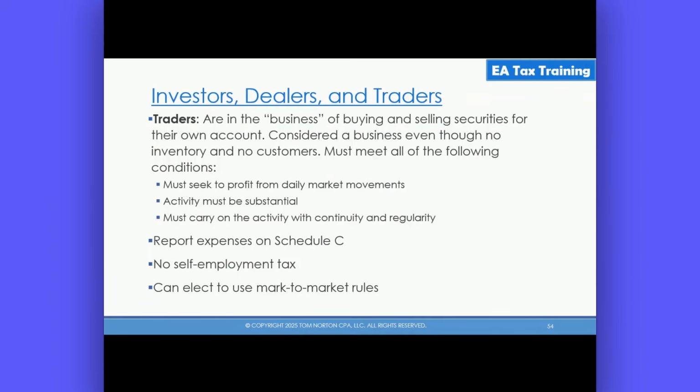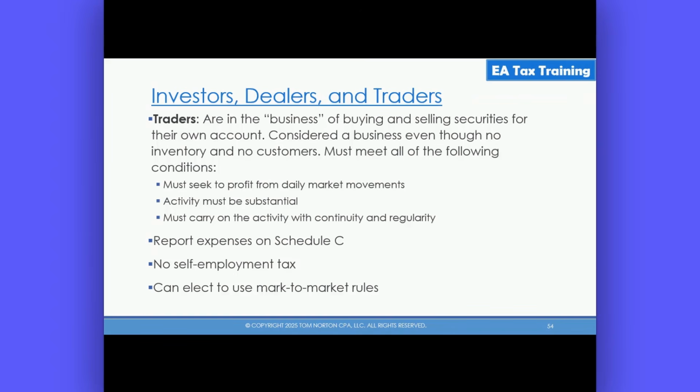Traders. Think about day traders. They are in the business of buying and selling securities for their own account. And it is considered a business even though they don't have any customers and they don't have any inventory or anything like that. In order to be considered a trader, they have to meet all of the following conditions. They must seek profit from daily market movements. Their activity must be substantial, and they must carry on the activity with continuity and regularity.